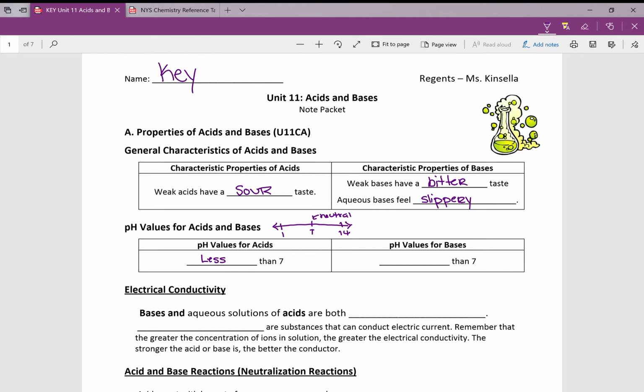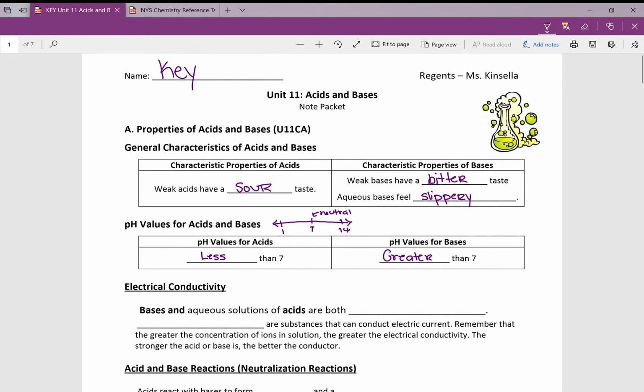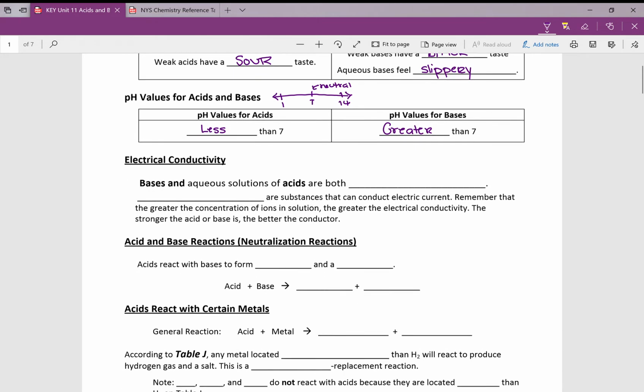the stronger the acid it is. For pH values for bases, this is going to be anything that's greater than 7. And the closer you get up to that number of 14 or even higher, the more basic it is, or the stronger the base it's going to be. So there's some general little things you need to keep track of.